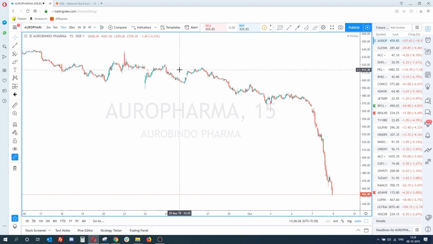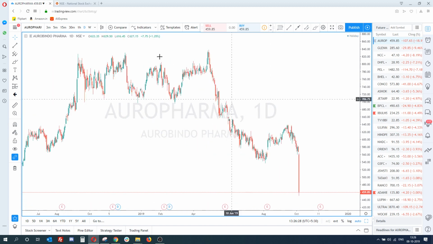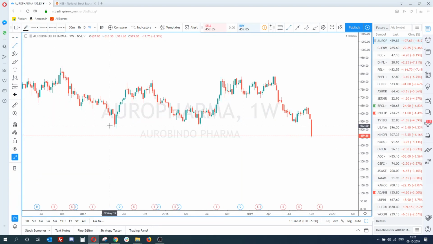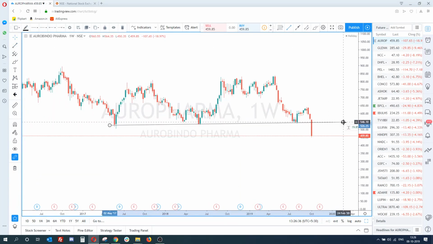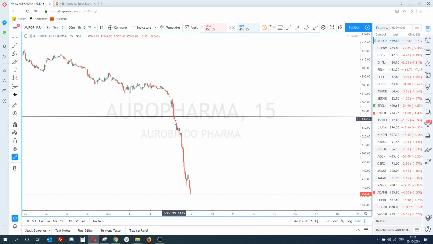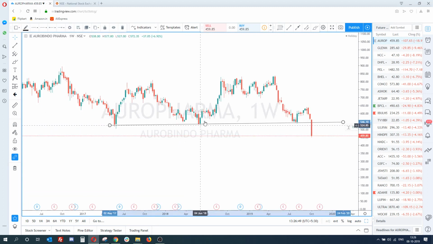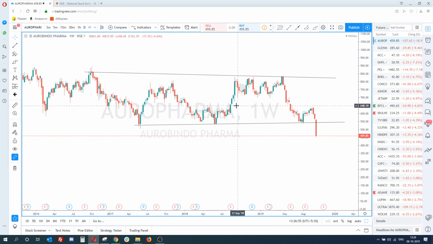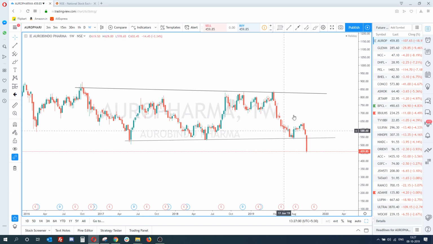So what happened in Aura Pharma is there was a major breakdown from an important weekly level. This is huge. See the move after the break of the trend line. This is a huge move. If you are able to start drawing patterns like this, you will be able to predict a stock that will fall tomorrow, or a stock that will move up tomorrow.